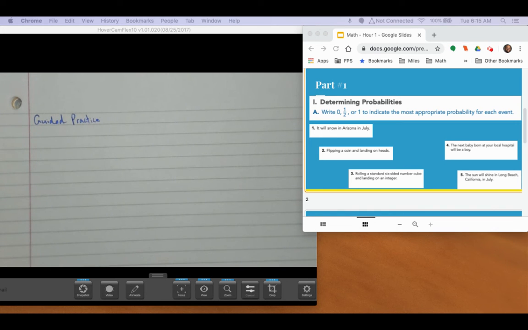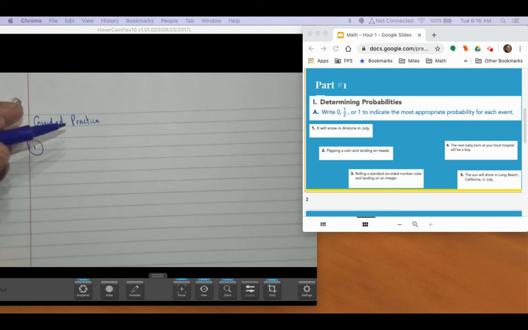Okay? So if I'm looking at this, we have to determine which probability best fits the situation, which is most appropriate. So number one, it will snow in Arizona in July. The most appropriate probability for that would be close to 0. So that is what I would put there. You should pause it and then do number 2.